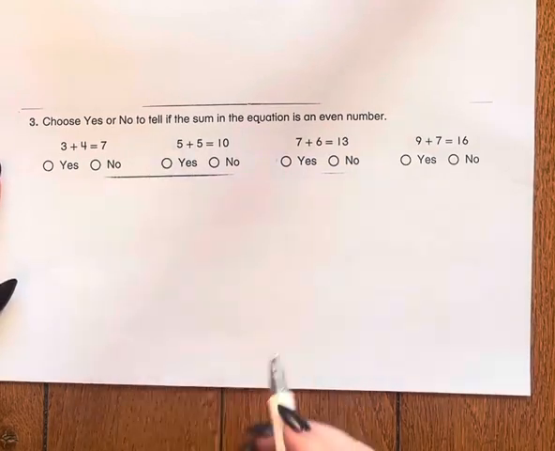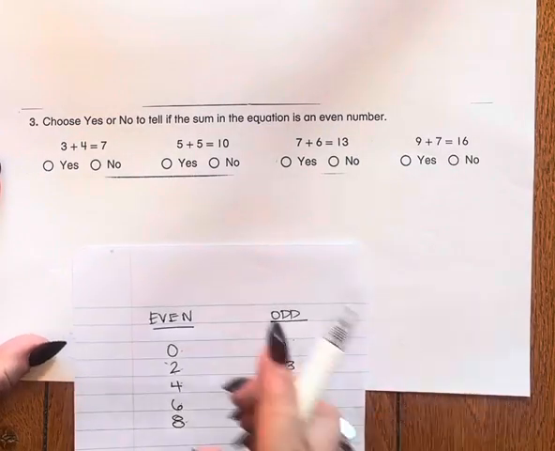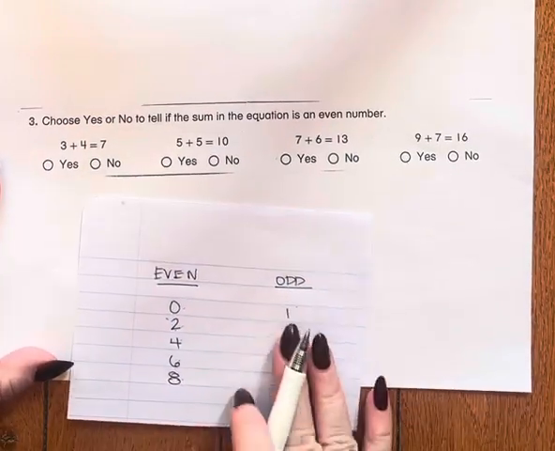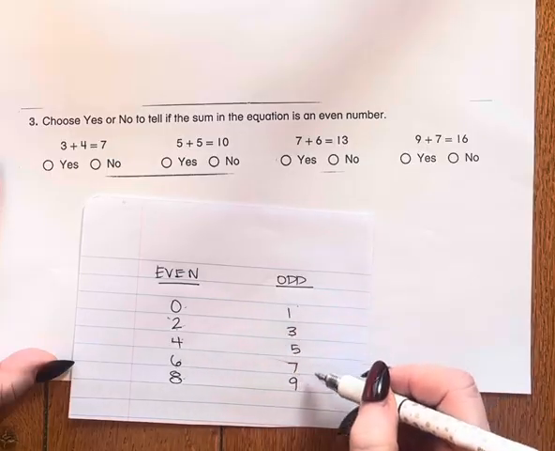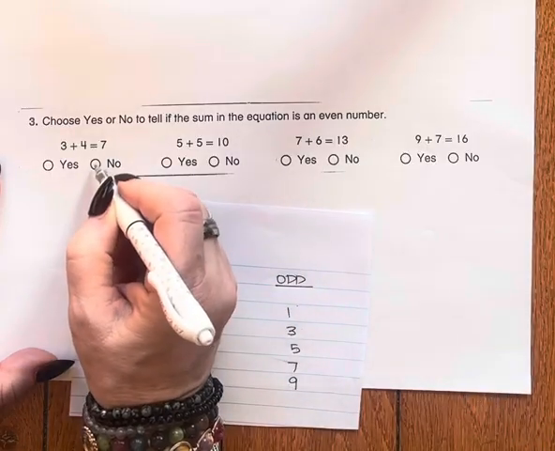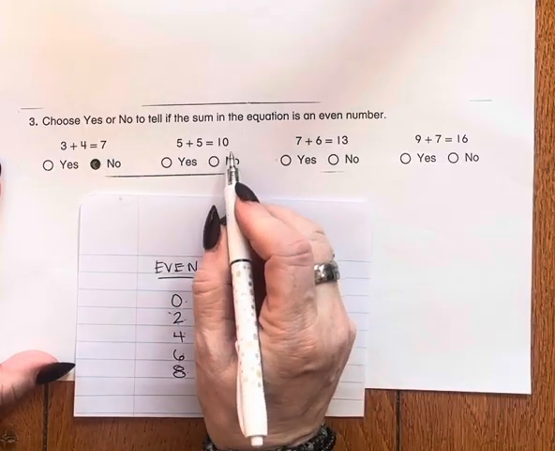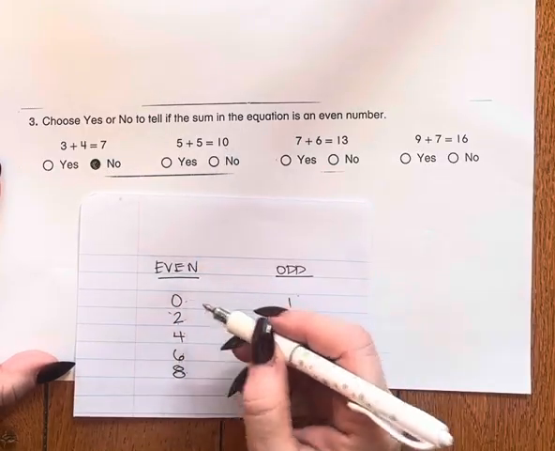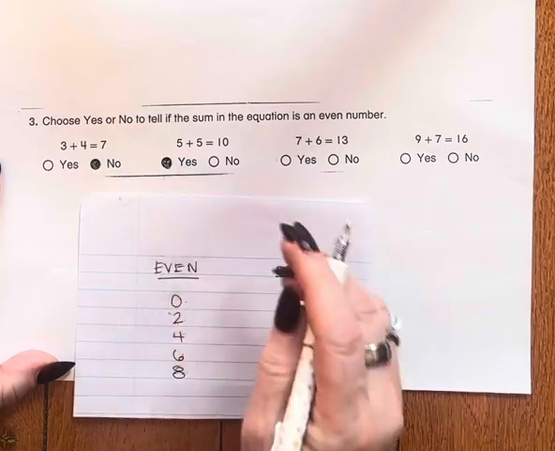Choose yes or no to tell if the sum in the equation is an even number. Oh, let me get my little chart. 3 plus 4 is 7. Let me look for even. 0, 2, 4, 6, 8. Oh, 7 is odd, so that would be no. 5 plus 5 ends in 0. That's 10, and 0 is an even number, so that is yes.